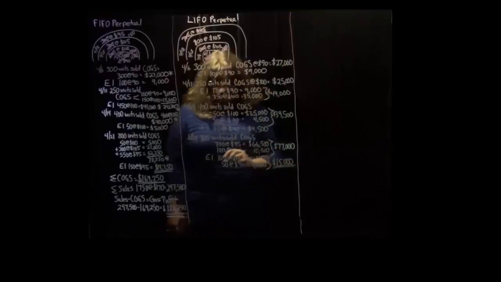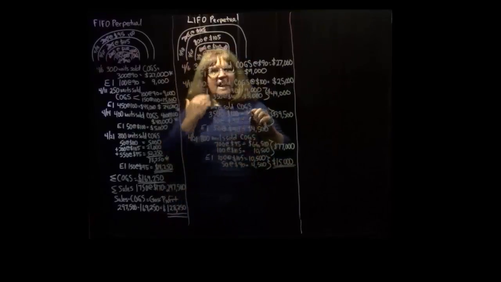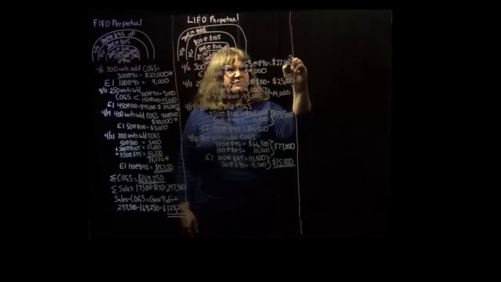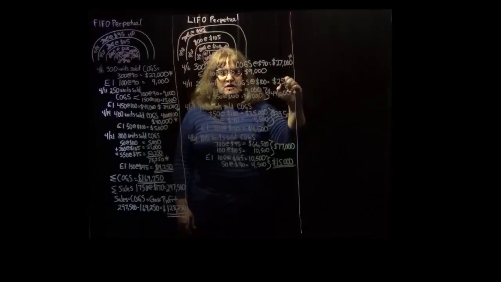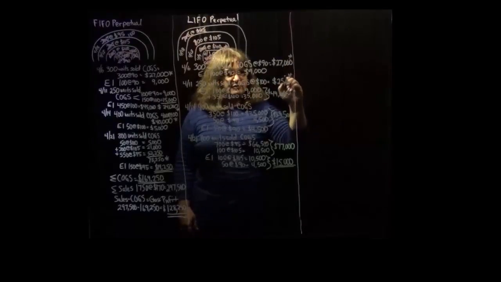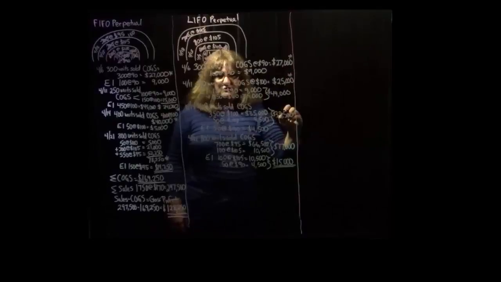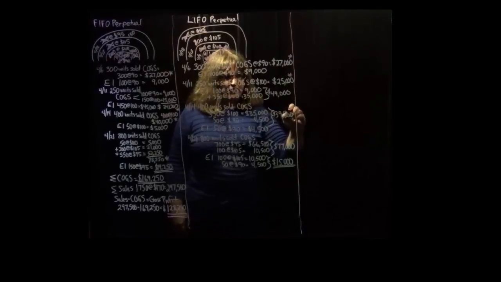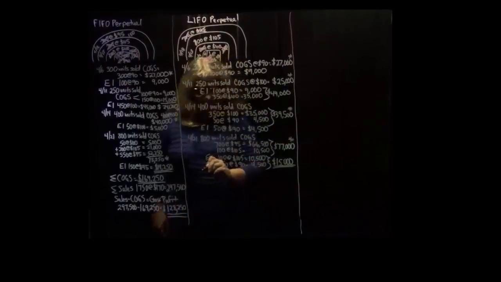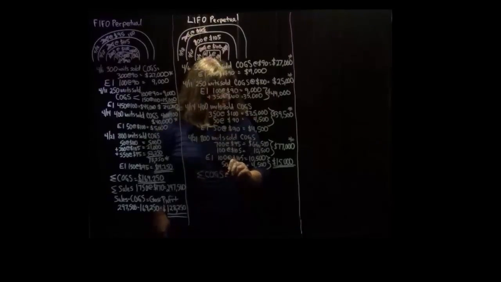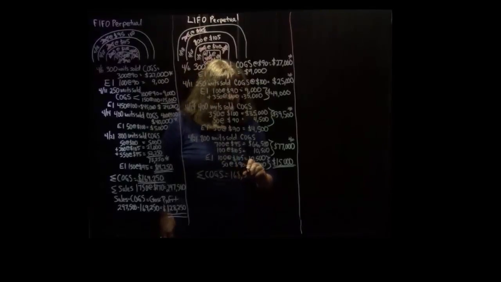To get the cost of goods sold for the month of April, we have to add up each of those individual amounts. So we've got 27,000 plus 25,000 plus 39,500 plus 77,000. And so if we add those together, we get 168,550.